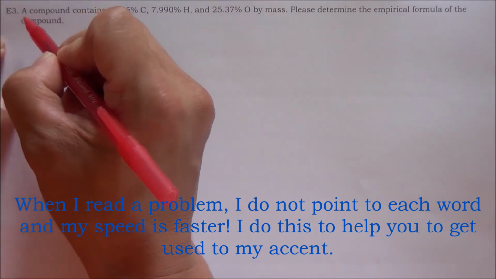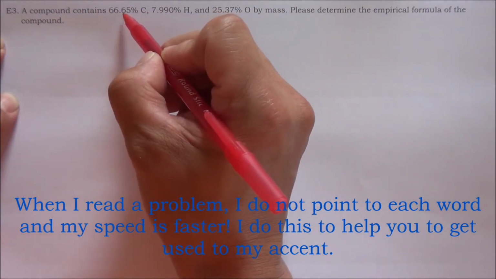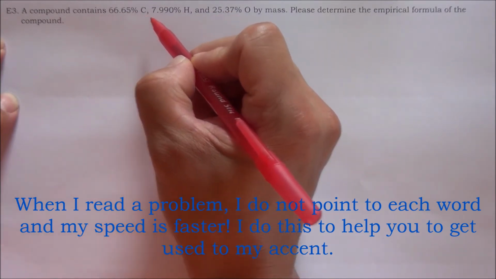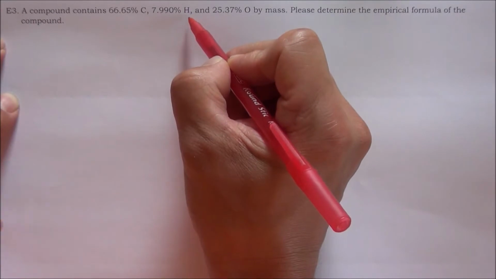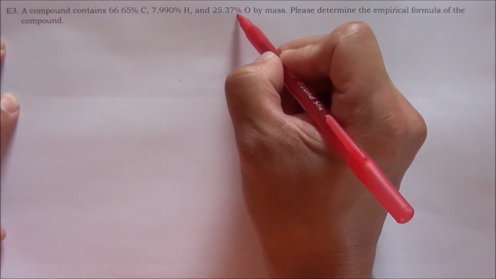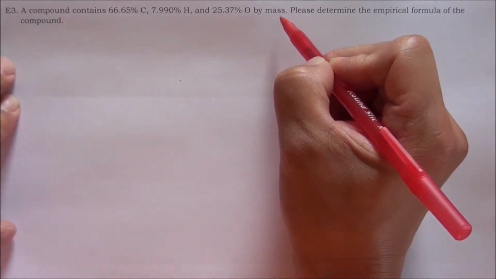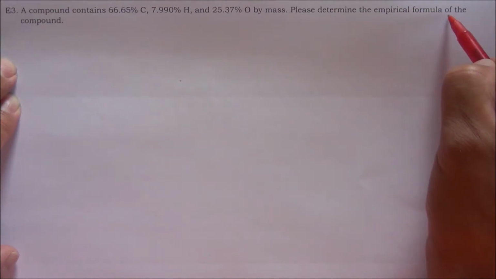Example 3. A compound contains 66.65% carbon, 7.990% hydrogen, and 25.37% oxygen by mass. Please determine the empirical formula of the compound.